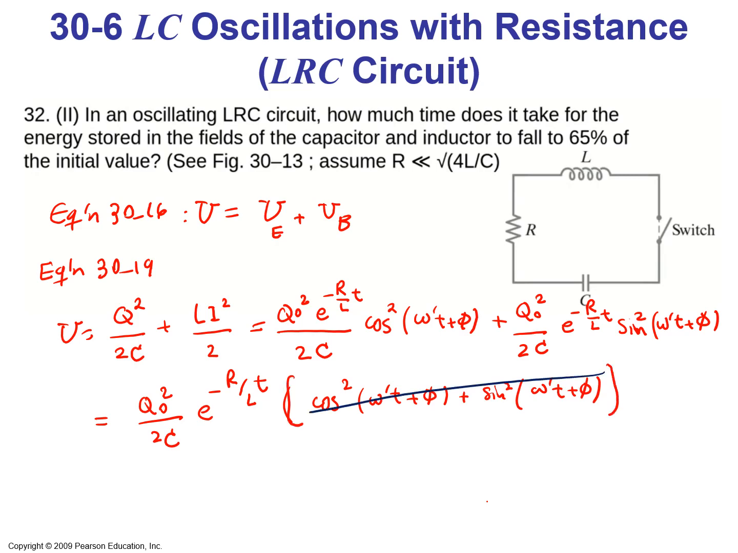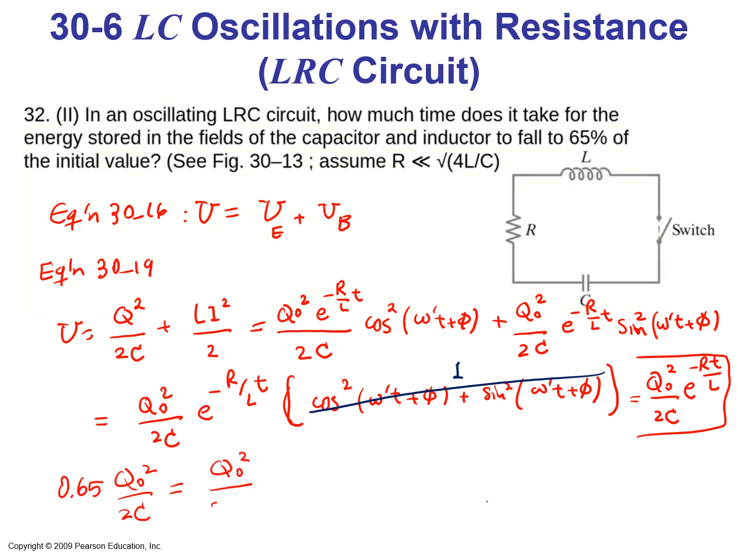This value is equal to 1 and it simplifies as Q naught squared over 2C e to the power minus Rt over L. So the question is asking how much time it takes to reach 65% of the total energy, and we say 0.65 Q naught squared over 2C, that's 65% of the total energy, is equal to Q naught squared over 2C e to the power minus Rt over L.